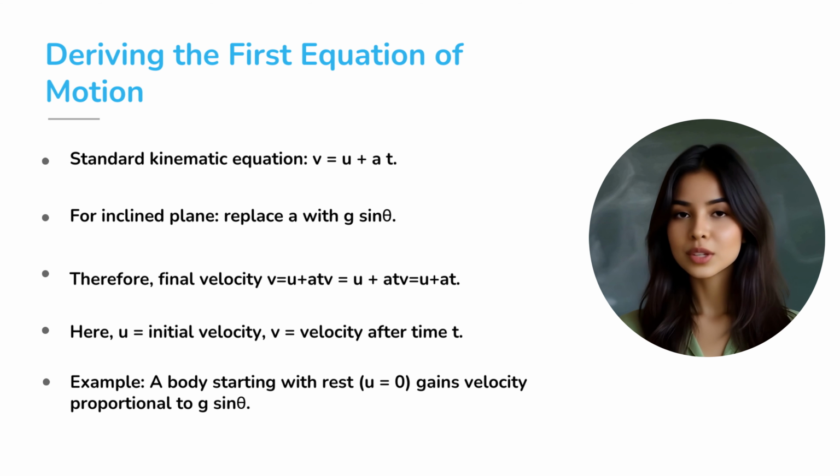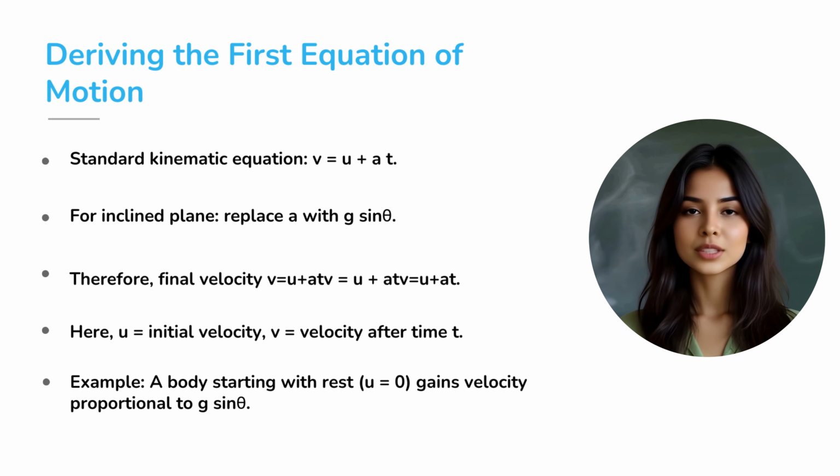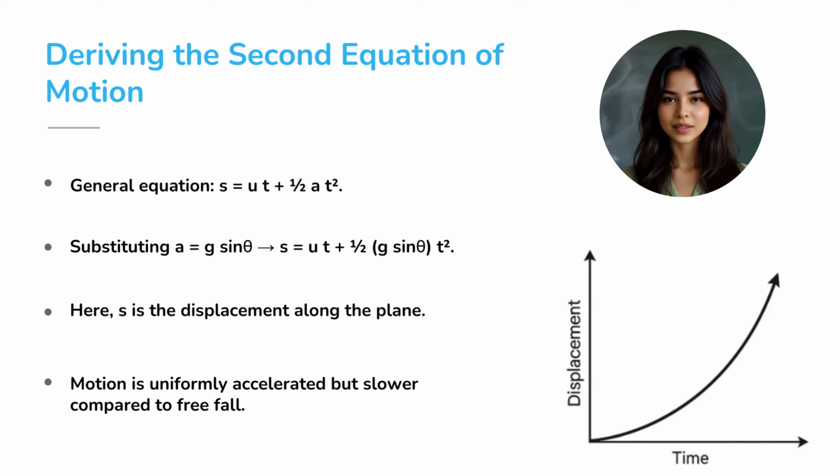You already know the general form, v equals u plus at. On the inclined plane, acceleration is replaced by g sine theta. So the equation becomes v equals u plus open bracket g sine theta close bracket into t. Here, u is the initial velocity, v is the velocity after time t, and g sine theta acts as the effective acceleration. If the body starts from rest, u equals 0 and velocity simply increases directly with time and the steepness of the slope.